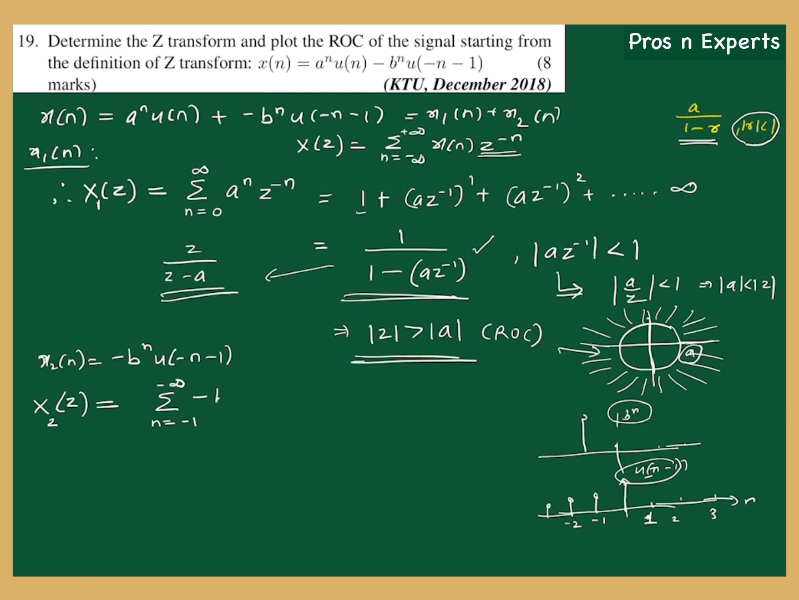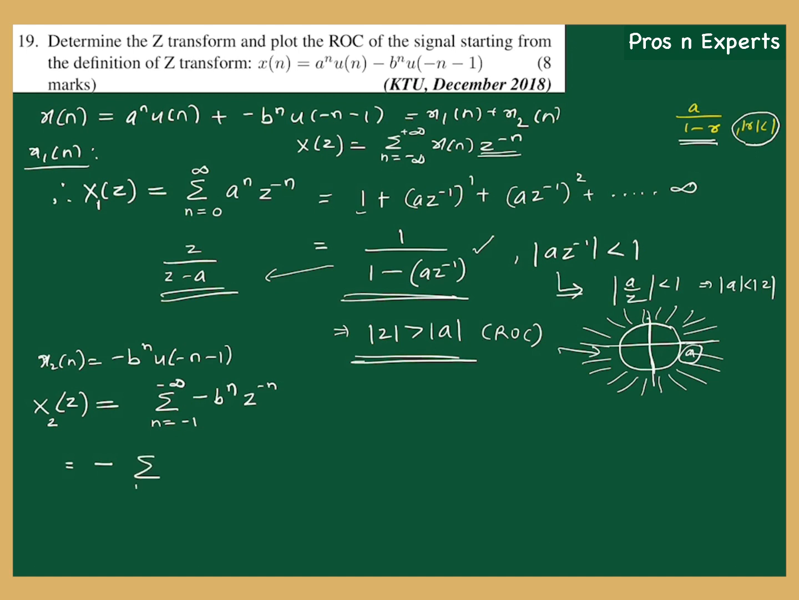Okay, the sigma is n equal to minus 1 to minus infinity. The signal is minus b raised to n. Now you don't have to put u of minus n minus 1 there, because its effect has been shown in the truncation of the signal in the positive n axis. So minus b raised to n into z raised to minus n. I can erase this to save some space. I can take the negative sign outside the sigma, n equal to minus 1 to minus infinity, and b raised to n, z raised to minus n, I can write as b into z inverse, the whole raised to n.